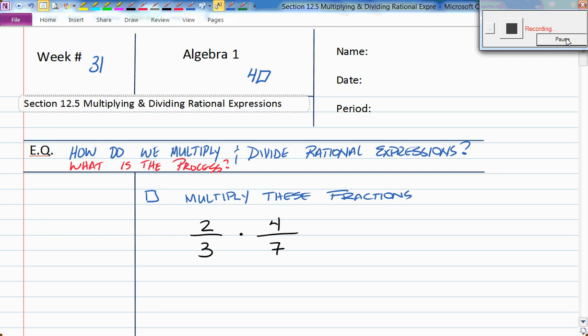Okay, almost ready. I want to start the day with a very simple refresher from back in junior high. I want you to multiply these two fractions, 2/3 times 4/7. Do that right now. 2/3 times 4/7.